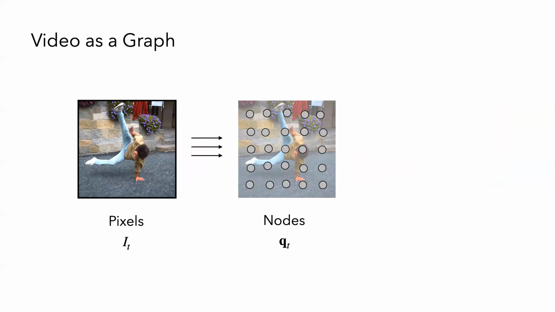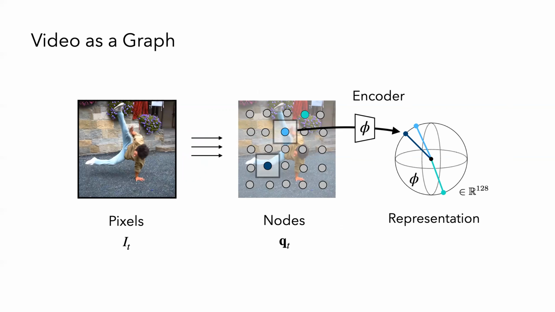Concretely, given some frame at time t, we extract a set of nodes q_t. In practice, we can do this simply by, for example, extracting a grid of patches. We can map each of these nodes to their representation using an encoder. And this encoder will be exactly what we'd like to learn.